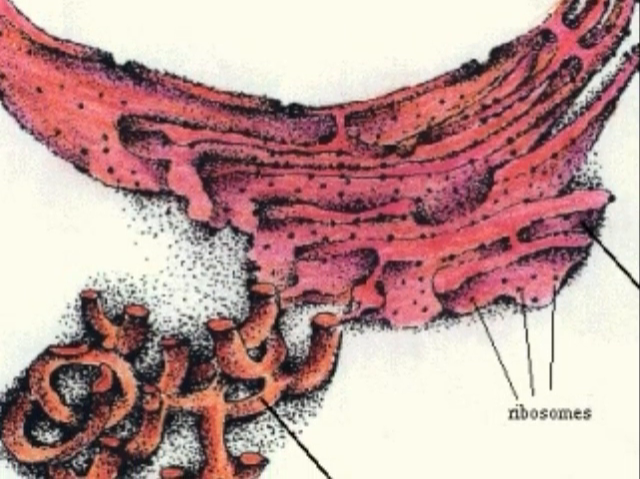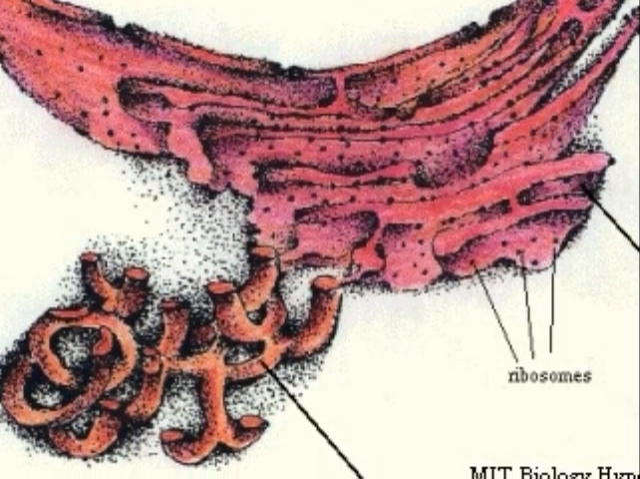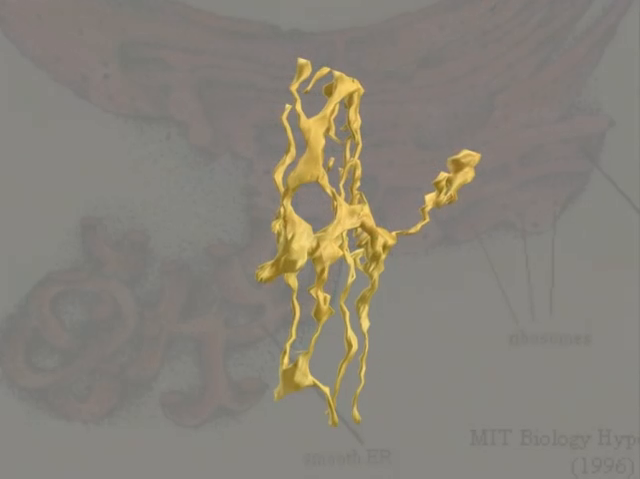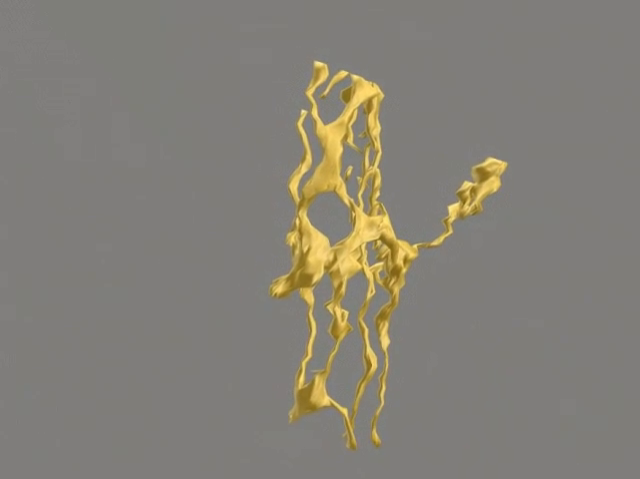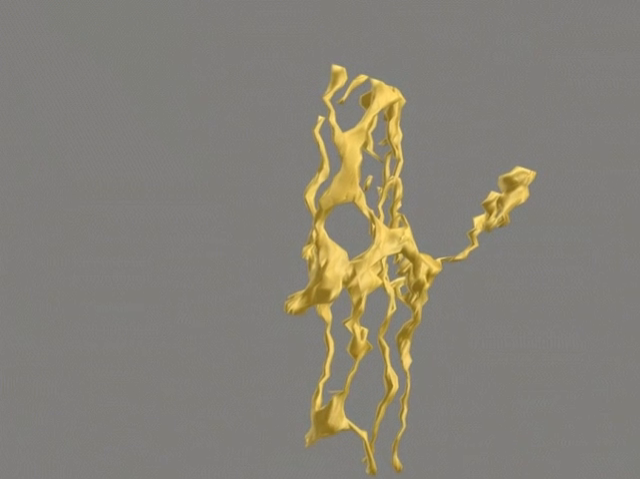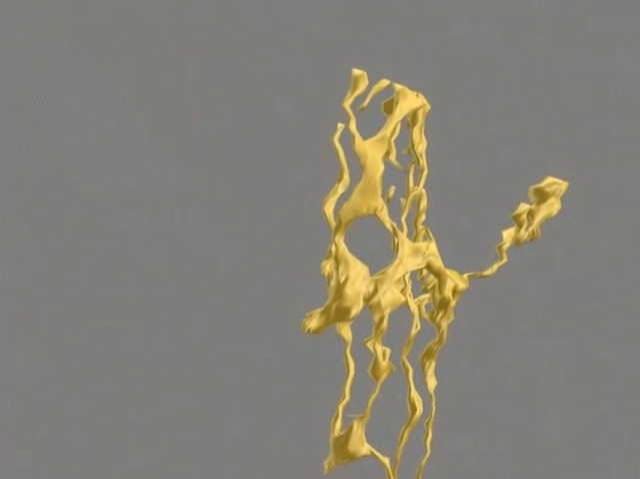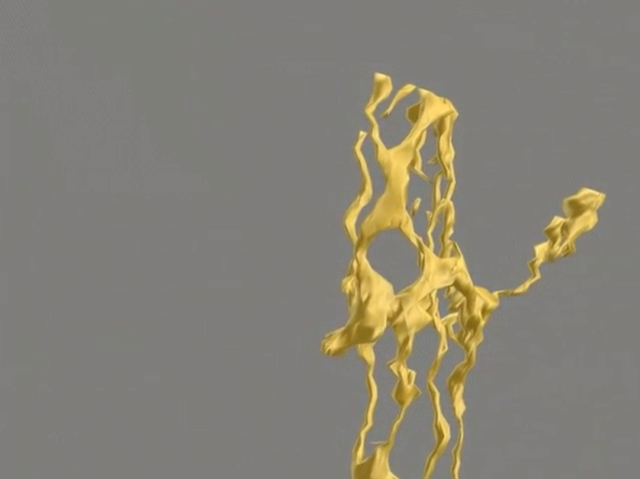This here is the endoplasmic reticulum. There are 2 different parts of the ER. Here is the smooth ER, which is in charge of lipid synthesis. The smooth ER appears smooth because it doesn't have any ribosomes on its surface.